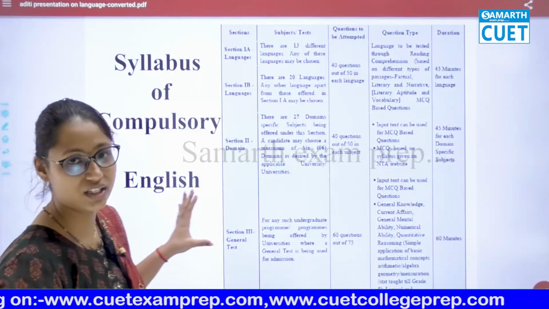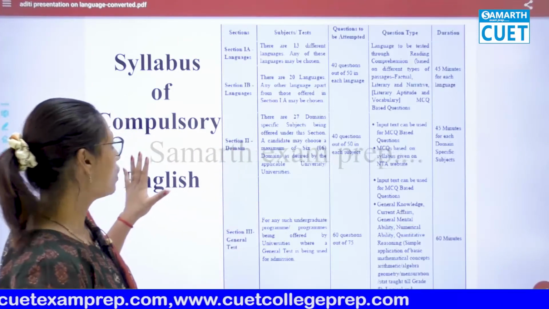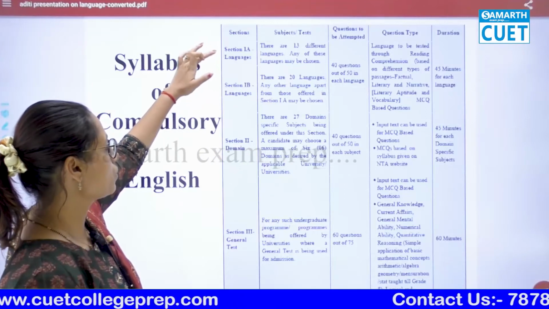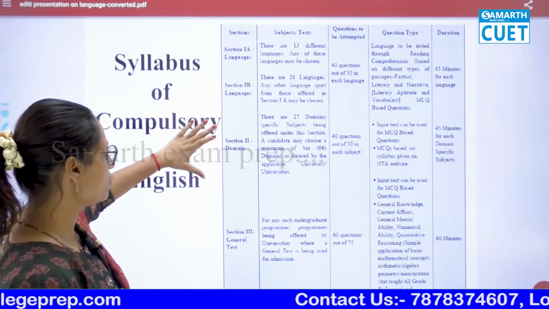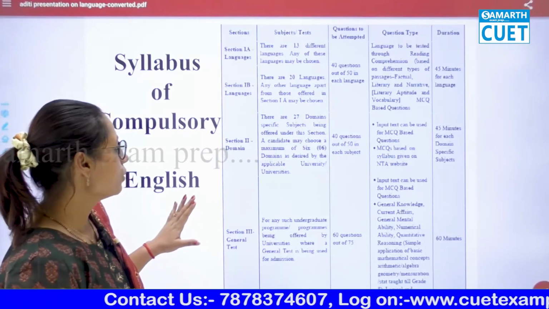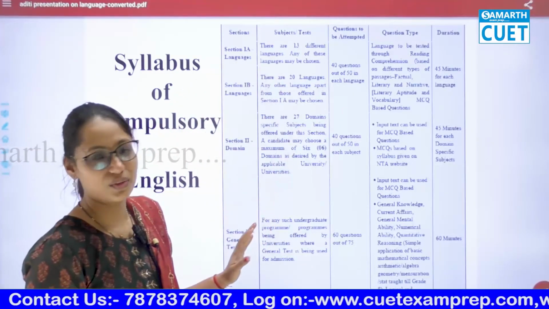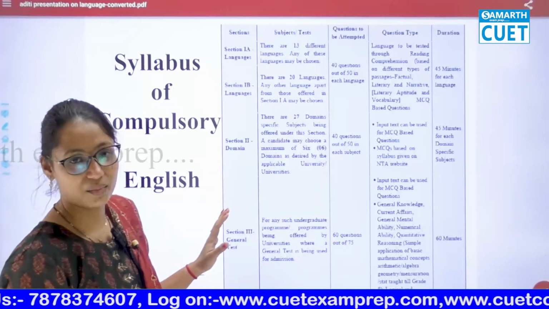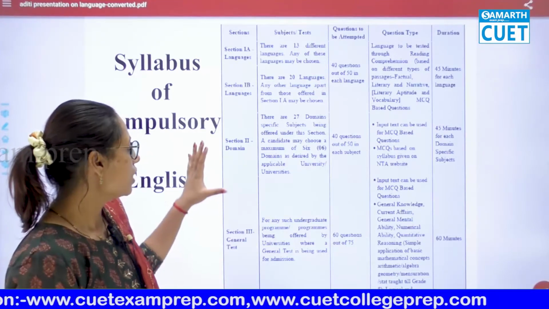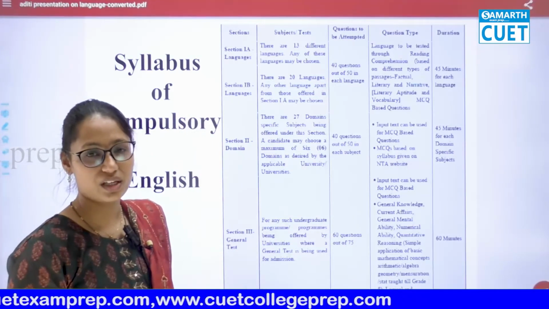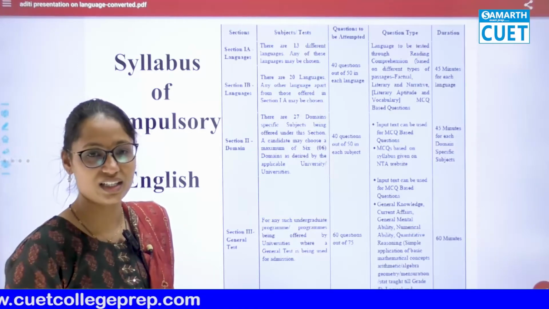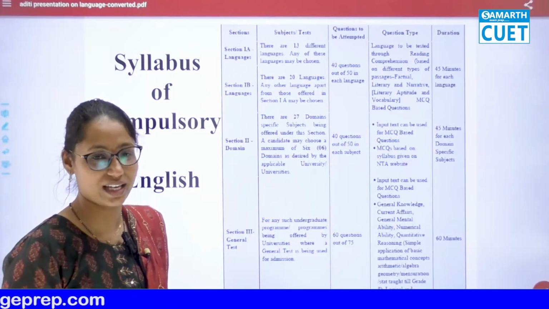of compulsory English. This is the slot 1 exam, which has section 1 divided into section 1A and section 1B, then section 2 which is your domain, and section 3 which is the general test. I'm not going to give you the overview of this complete slot 1 exam because here we are concerned about just the English language. So if anybody is joining us for the first time, you can go to the description link and see the video for the description of the exam.